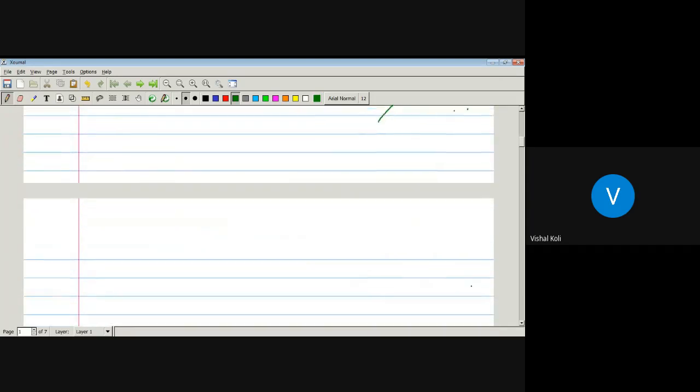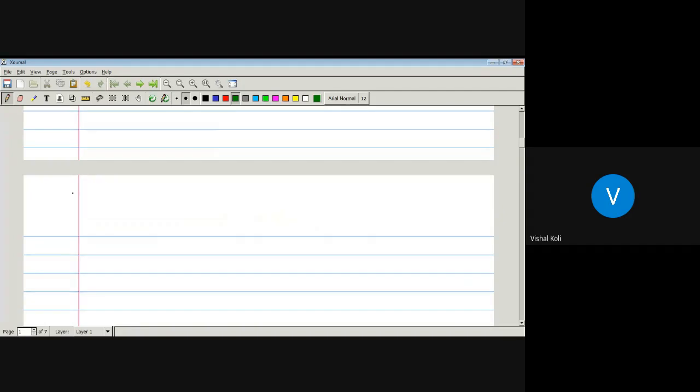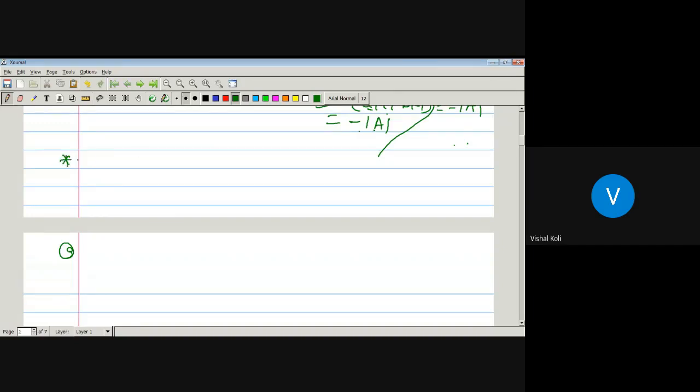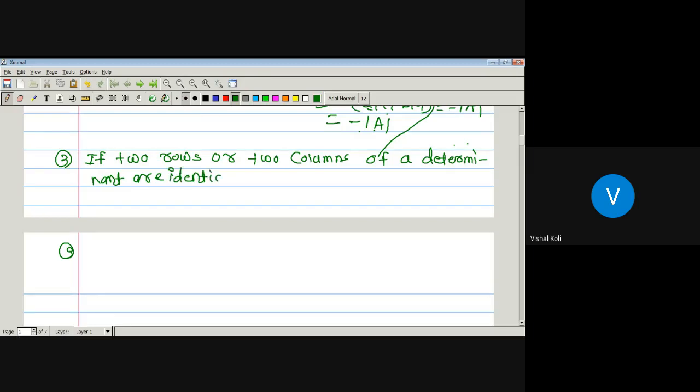Now the third property is: if two rows or two columns of a determinant are identical, then the determinant value is equal to 0.